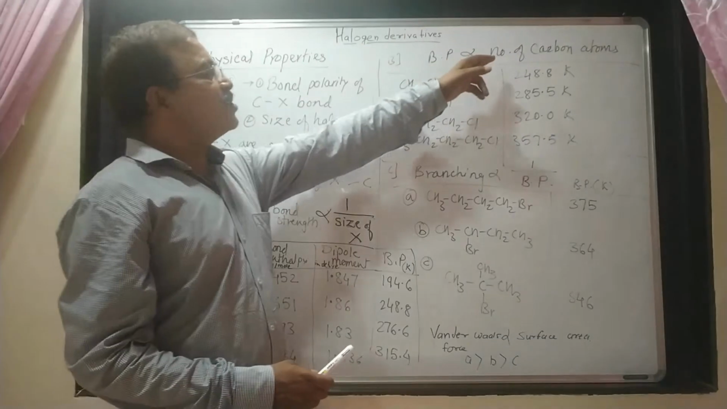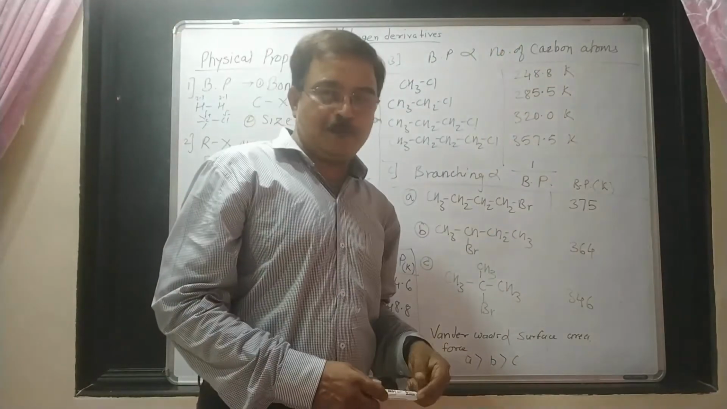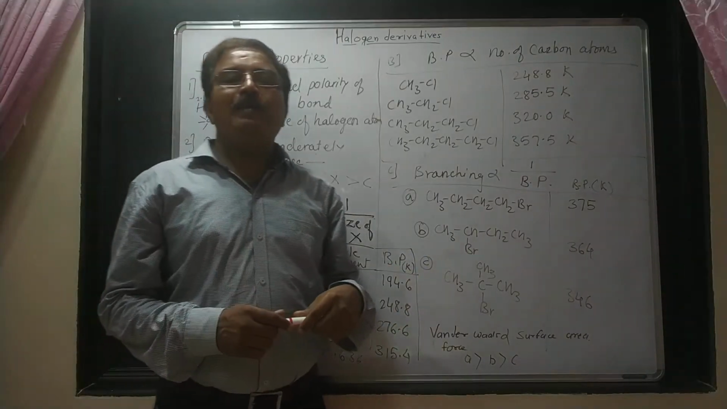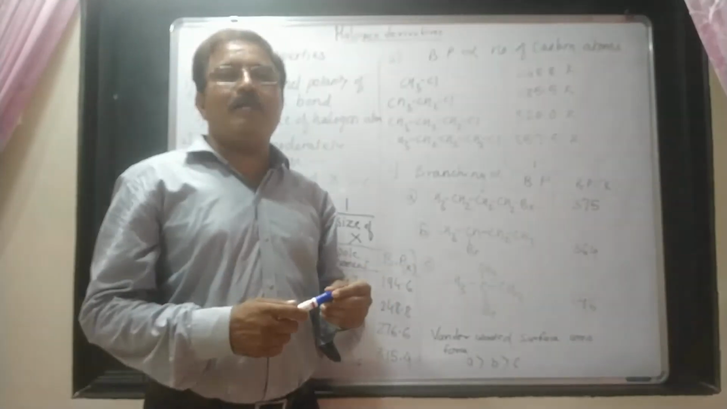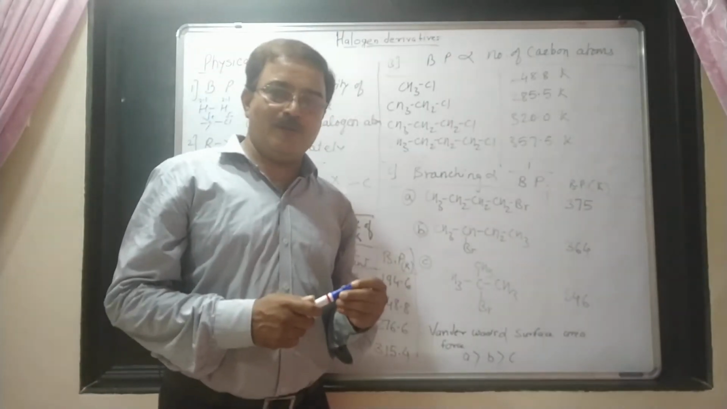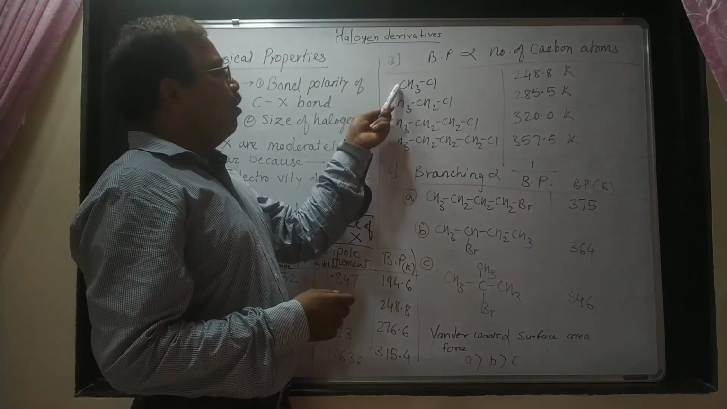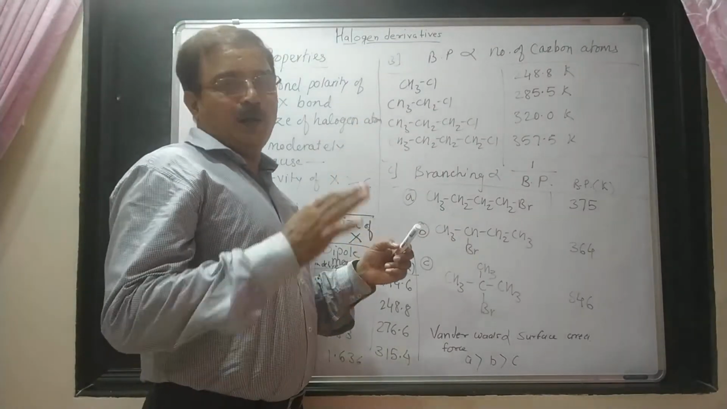The next property depends upon the number of carbon atoms. Again, the boiling point of an alkyl halide depends upon how many carbon atoms are present in that compound. Okay, here a homologous series of alkyl chlorides is taken.